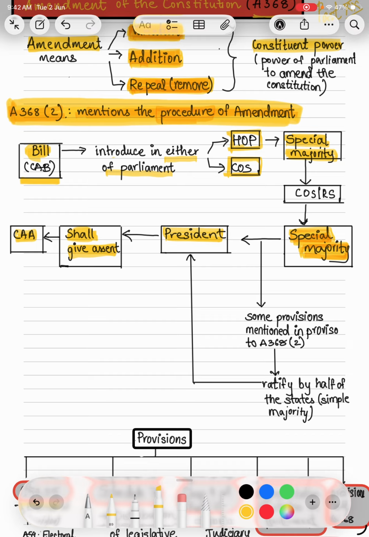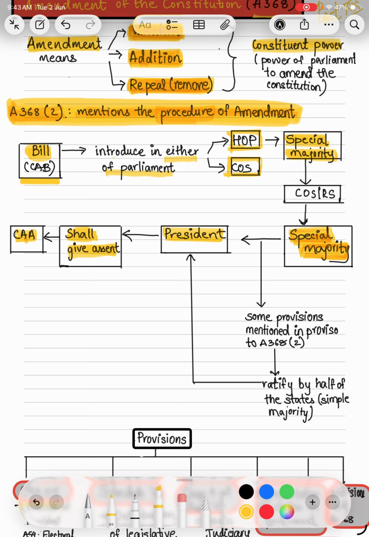Before passing it by the parliament, this is what happened. Then it becomes a constitutional amendment act. Okay, this is how a bill becomes an act. This is the procedure they have to follow.